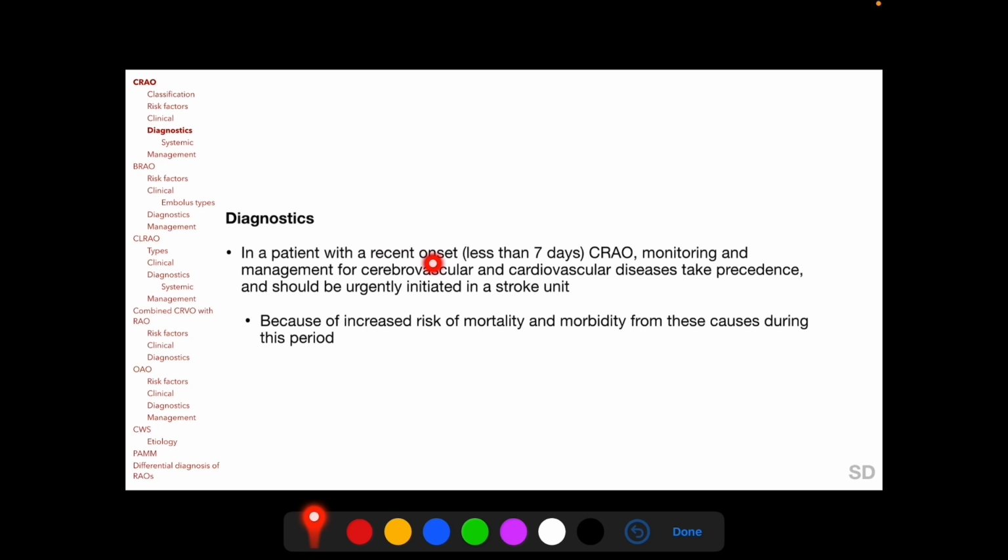In a patient with a recent onset of CRAO of less than 7 days duration, monitoring and management for cerebrovascular and cardiovascular diseases take precedence over ocular diagnostic evaluations and should be urgently initiated in a stroke unit because of increased risk of mortality and morbidity from these causes in the period soon after the onset of CRAO.